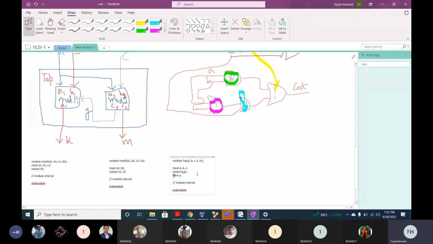Now I want to instantiate these two modules and connect them. How can I connect them? First, I have to write mod 1. Because mod 1's output is the input to mod 2, no problem. First, I have to instantiate mod 1. This is mod 1. Am I right? Okay.